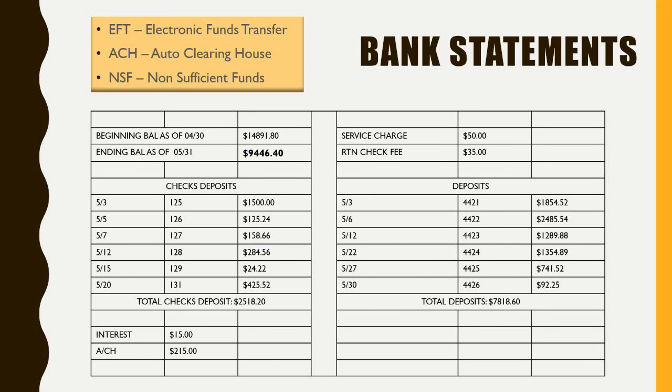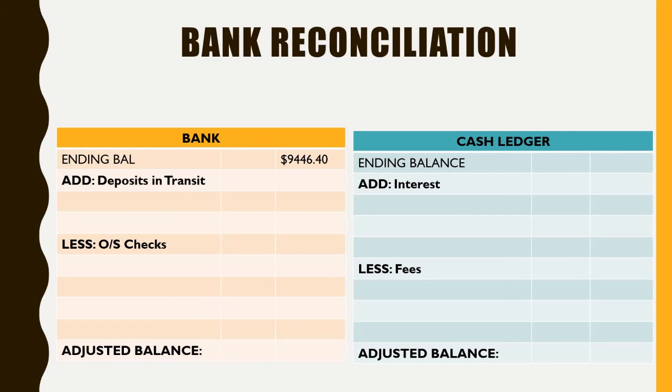April 30th, okay? Or in this case, it'd be May 1st, right? April 30th, the last time. And then it says right here that the ending balance as of May 31st is going to be $9,446.40. So you take that number and you're going to plop it right there. Okay, so that's what I'm going to start my ending balance with, which is the $9,000 in the bank account.